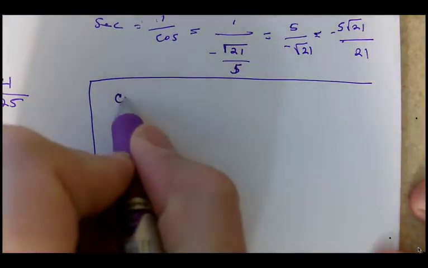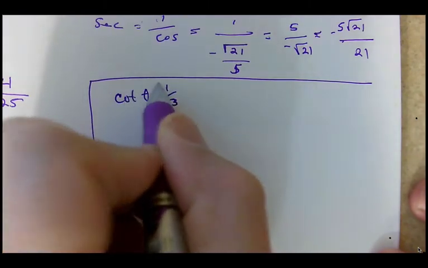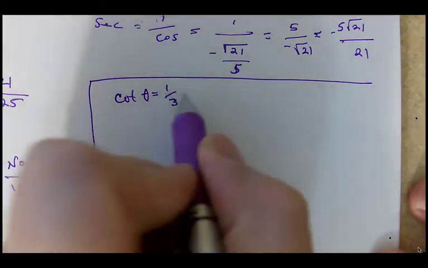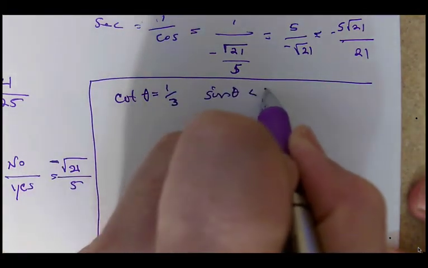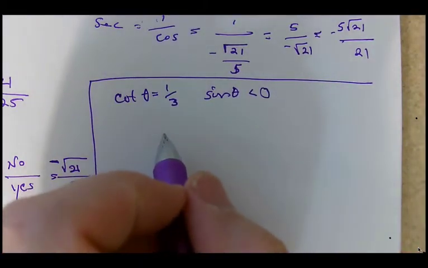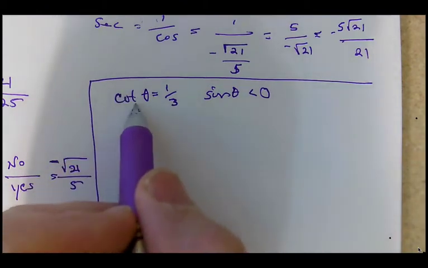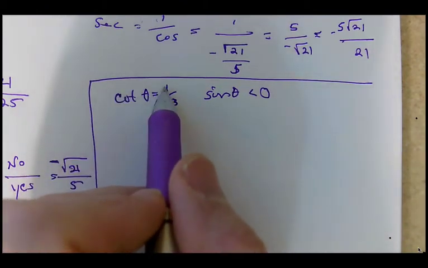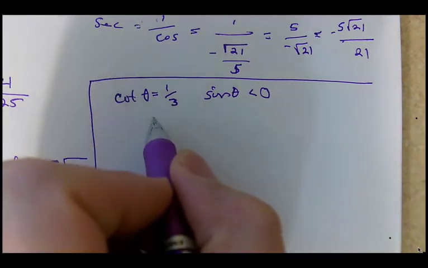We have the cotangent of theta, which is 1/3. And we know that sine of theta is less than 0. Since we know that the cotangent of theta of 1/3 is greater than 0, we have to be in at least quadrant 1.